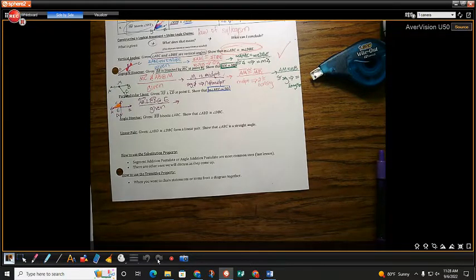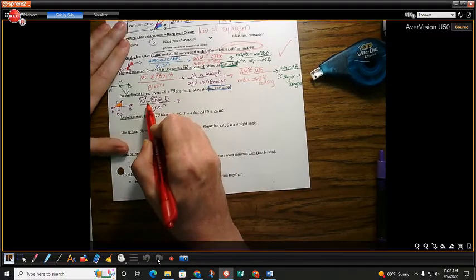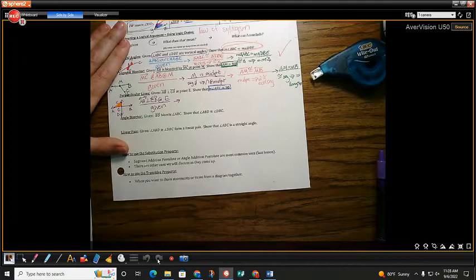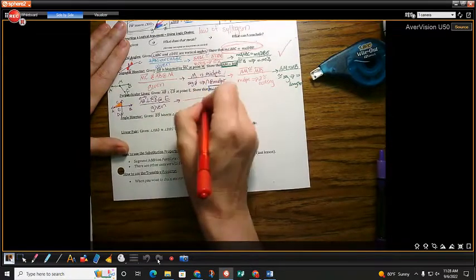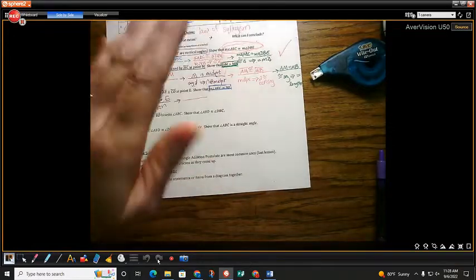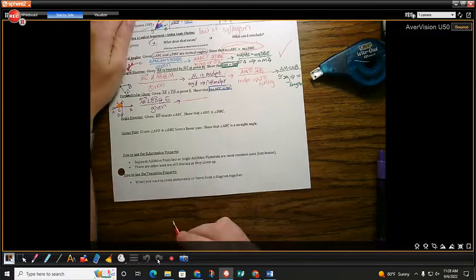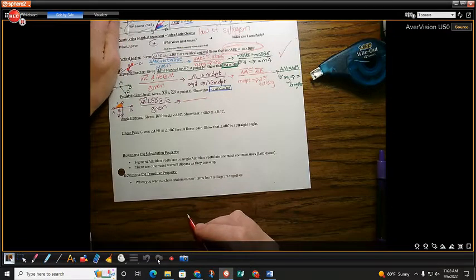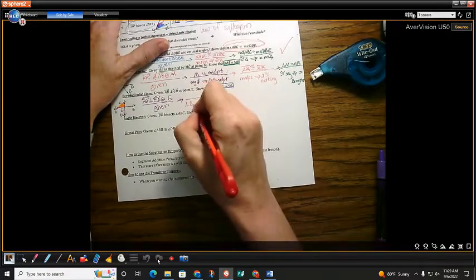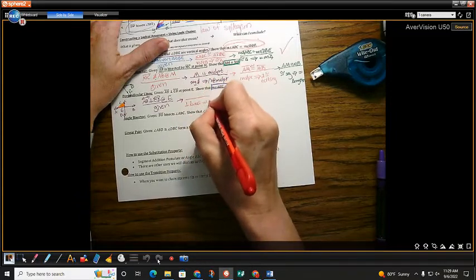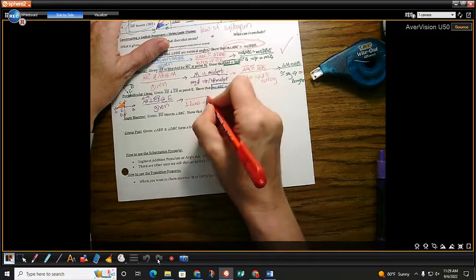Looking in my givens, I'm given perpendiculars. So you start to think, do I have any implied statements that talk about perpendiculars? Perpendicular lines imply right angles.